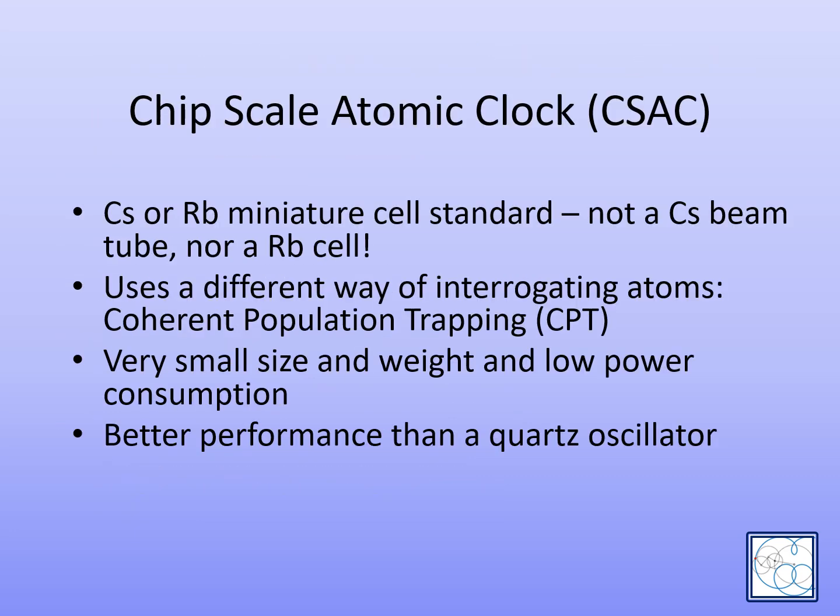The chip scale atomic clock, as I mentioned, can either be cesium or rubidium. It's a miniature cell. It is not a cesium beam tube nor a rubidium cell standard. It uses a very different way of interrogating the atoms using something called coherent population trapping. This allows it to be very small size and low weight and low power, very good for applications that require that. It has better performance typically than a quartz oscillator.